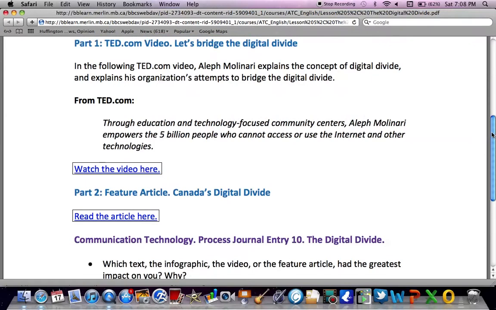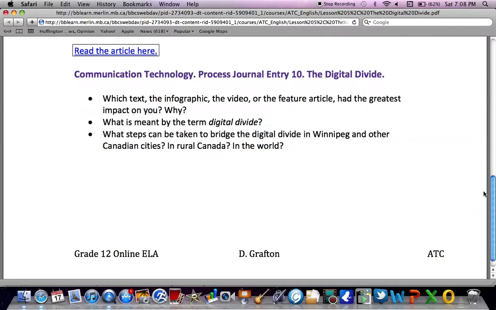So after viewing the video, reading the feature article, you will answer the final process journal entry of the unit. And there are 3 questions, and I'd like you to answer all 3 questions in the process journal entry. So it'll be a bit of a lengthier response than the average process journal entry. And you want to include this all in one process journal entry. So it's communication technology, process journal entry 10, the digital divide, and you'll answer all 3 of these bullet points in the one process journal entry, and this should again just be a free form journal entry.